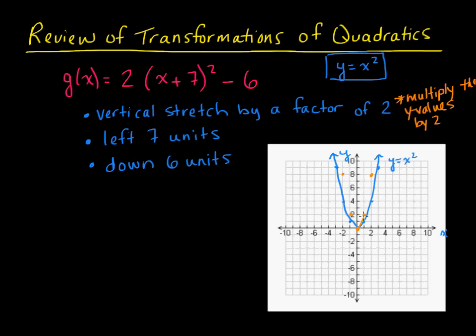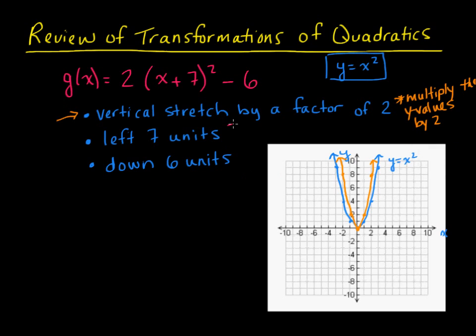So after the vertical stretch, our parabola now looks something like this. A little bit narrower, closer to the y-axis. That's only after this first transformation here. We still have to do the shift to the left and down.